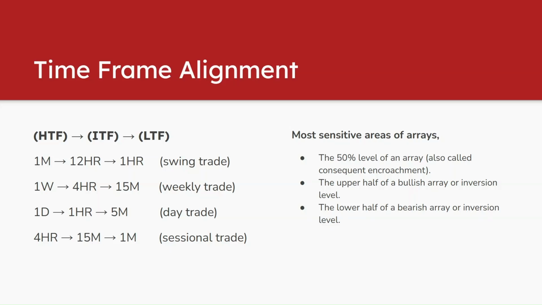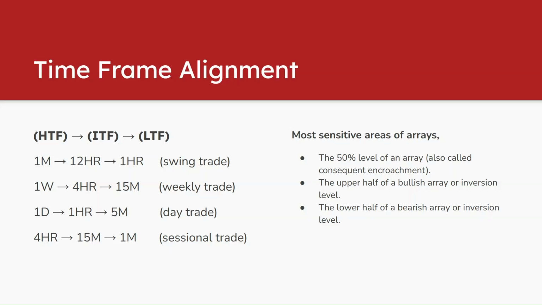When we have our daily bias followed by the hourly for the confirmation of order flow and liquidity, and the 5-minute for execution, we call it a day trade. And a sessional trade is when we use the 4 hour for the higher time frame bias followed by the 15-minute for the intermediate time frame confirmations and the 1 minute for the execution. It is a sessional trade.